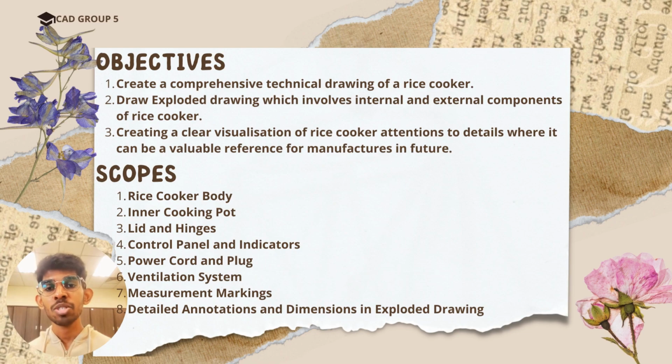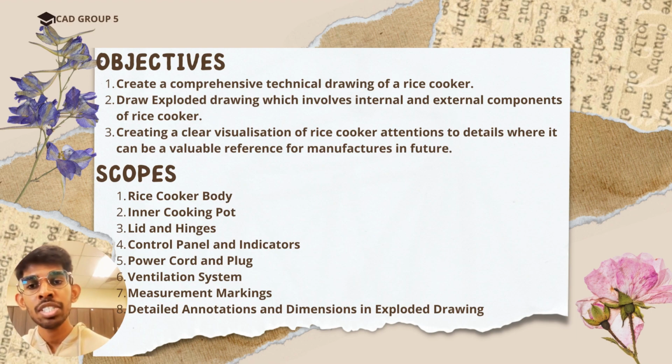Then, our scope is based on these six criteria, which are rice cooker body, inner cooking pot, lid and hinges, control panel and indicators, power cord and plugs, ventilation system, measurement markings, and also detailed annotation and dimension in the expert drawing. And I will detail it one by one for each scope.